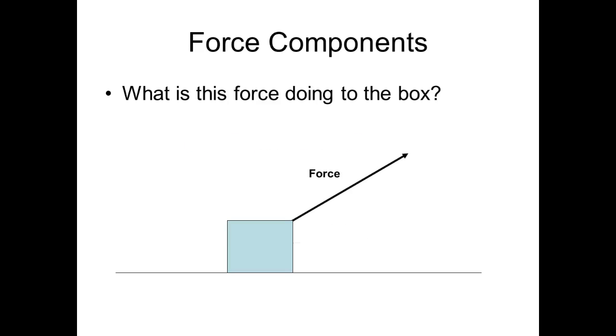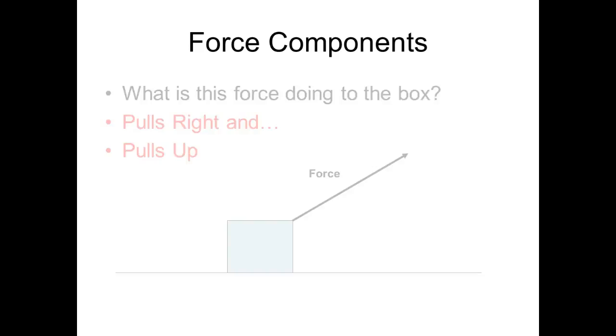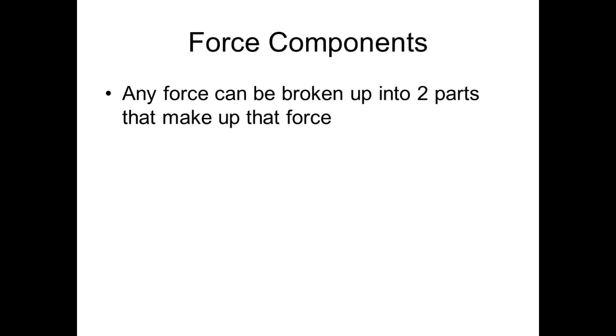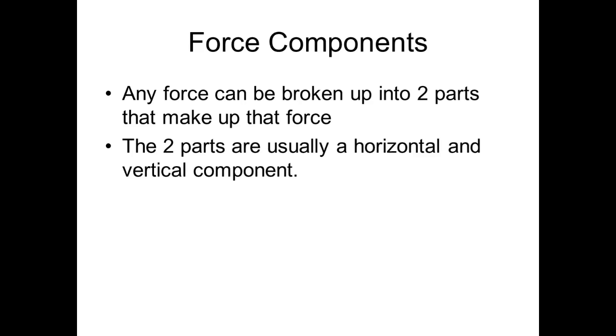When we have an angled force, we cannot balance it with another angled force. Instead, we look at the fact that this force pulls to the right and it pulls up. We're looking at horizontal and vertical forces at work. We need to pull this angled force apart into those two components, vertical and horizontal. Any angled force can be broken up into two parts. The parts are horizontal and vertical components.